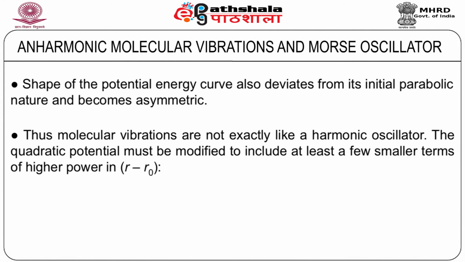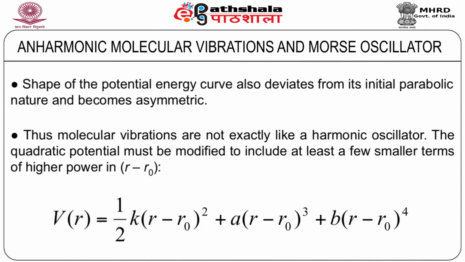The quadratic potential must be modified to include at least a few smaller terms of higher power in (r minus r0). So if you just say V(r) equal to half k (r minus r0) square, then this corresponds to simple harmonic motion. But since the motion is anharmonic, you have to add a few terms of higher degree in (r minus r0). So we have added two terms, a (r minus r0) to the power 3 plus b (r minus r0) to the power 4. Here a and b are constants. These constants are small compared to k, so the dominant role is played by the first term of this potential, which corresponds to harmonic oscillations, and the other terms are some kind of perturbations over the first term.